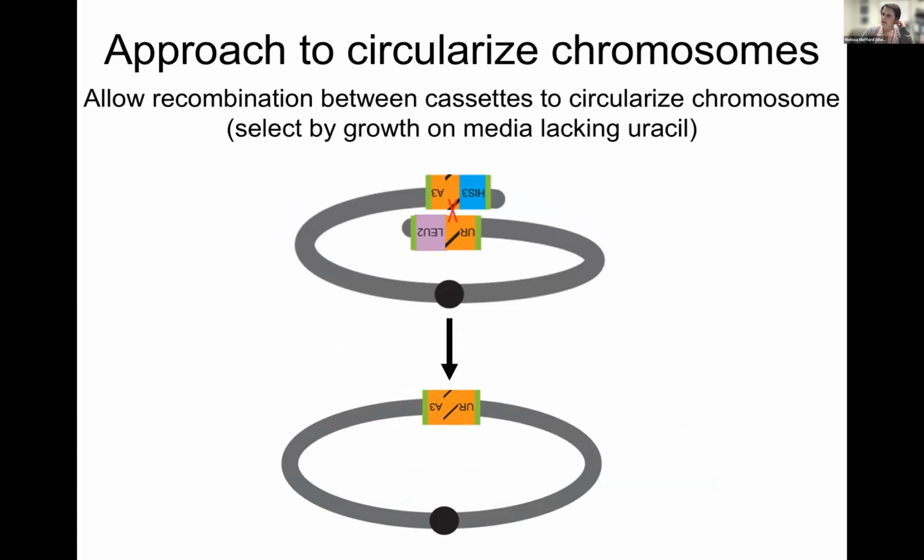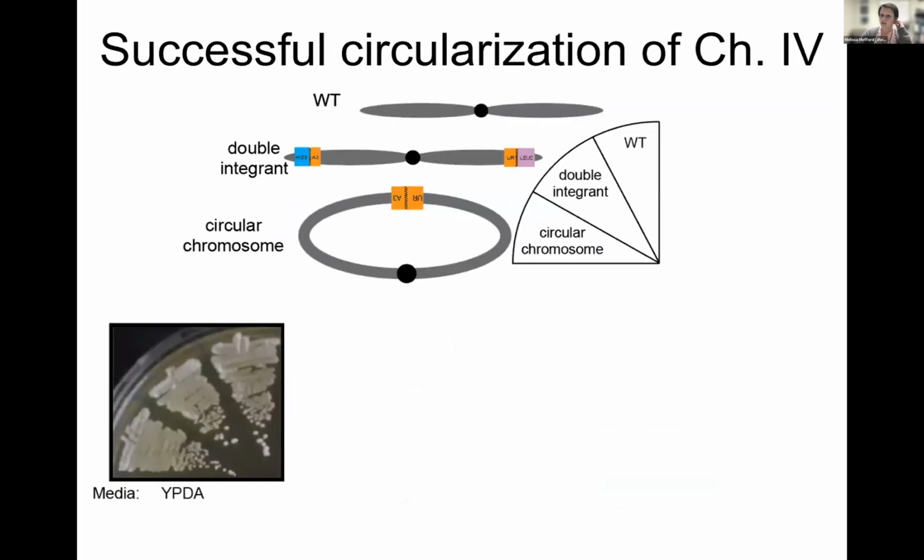So just last year, we had our first successful circularization of one of the 16 chromosomes. It's chromosome number 4. So I'll show you some of the data that shows our success. And I'll start with some growth data. So I'm going to be showing yeast grown on different types of media along the bottom. And the 3 slices contain 3 different strains. The top slice contains our wild type parental strain. The middle slice contains our double integrant strain, so the one that has both cassettes inserted in the linear form. And then the bottom slice is going to show the circularized version.